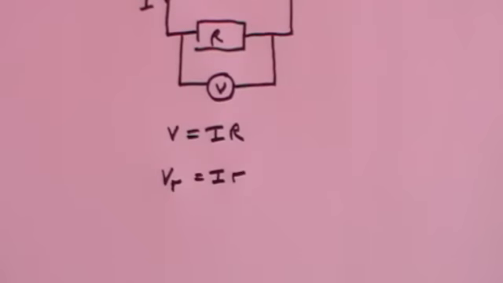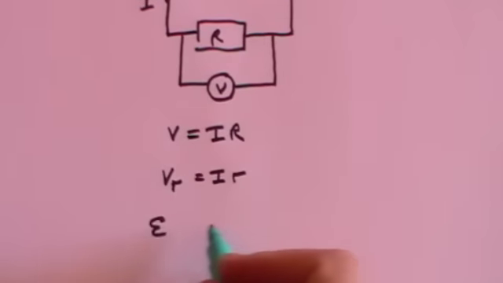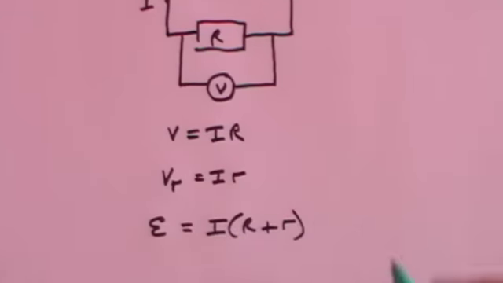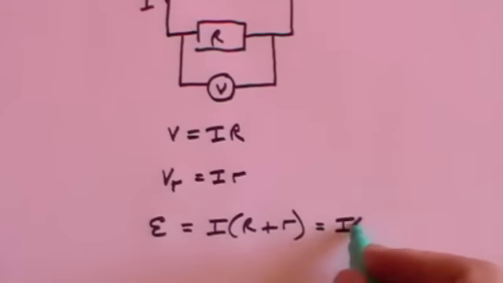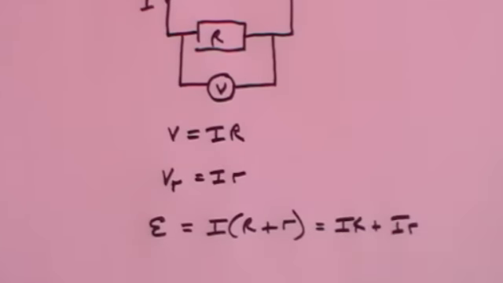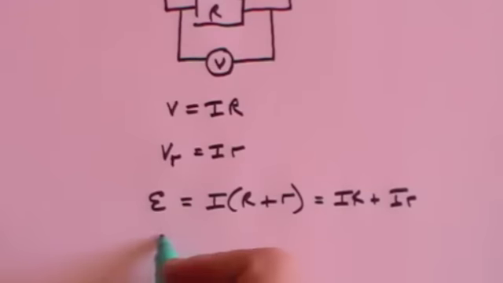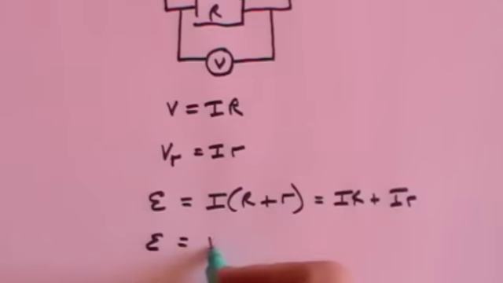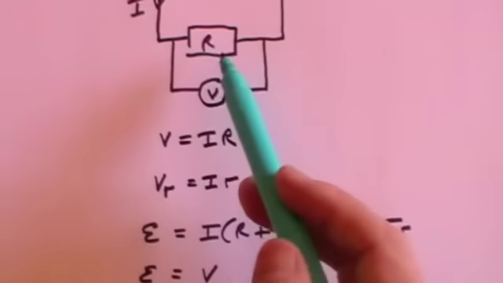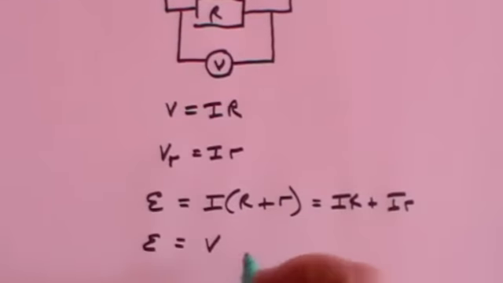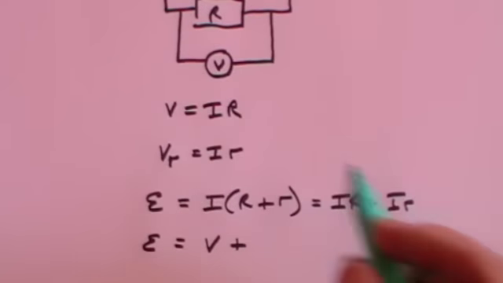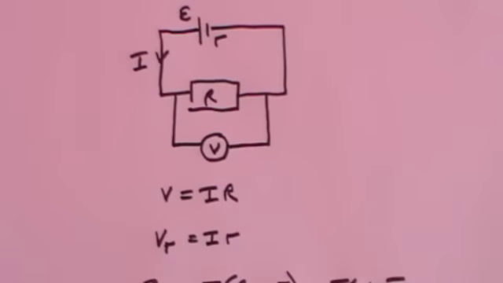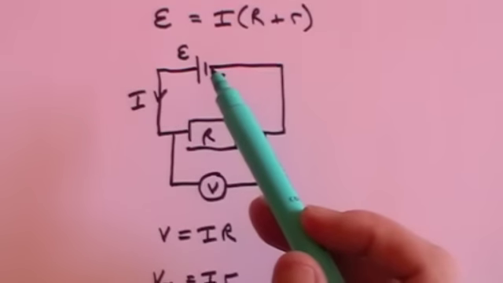And since we know that E is equal to I into R plus r, which is of course equal to IR plus I little r, that means that E is equal to, well, IR is V, which is the voltage drop across the main resistance, plus I little r, which is V_r, which is the voltage drop across the battery.